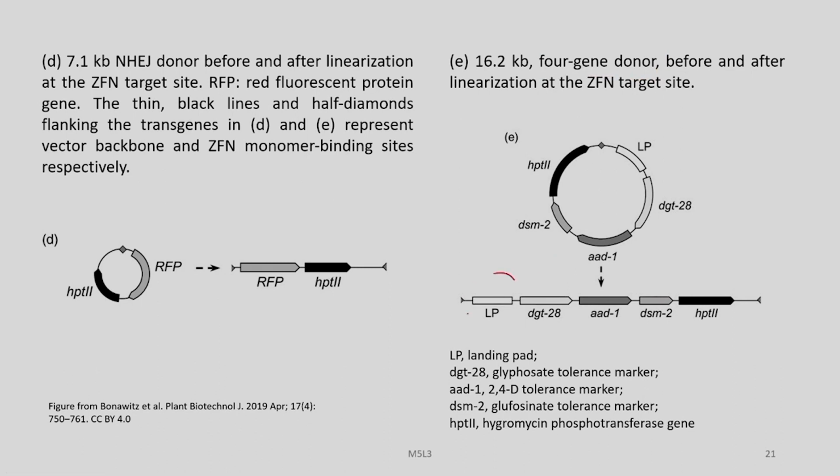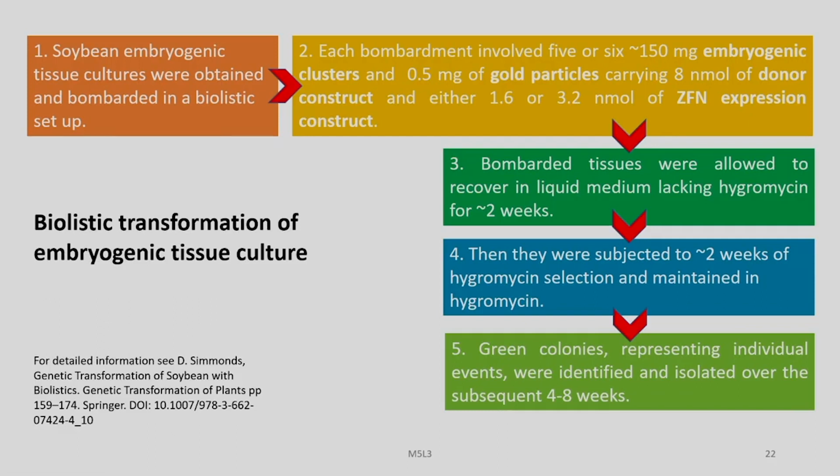So, you can see this is the landing pad LP, then you have the 4 genes: DGT28 glyphosate tolerance marker, AAD1 which is the 2,4-D tolerance marker, and then DSM2 which is glufosinate tolerance marker, and HPT2 hygromycin phosphotransferase gene. So, how is the work carried out? So, we use biolistics for transformation of the embryogenic tissue culture. Here first they took soybean embryogenic tissue cultures and bombarded them in a biolistic setup.